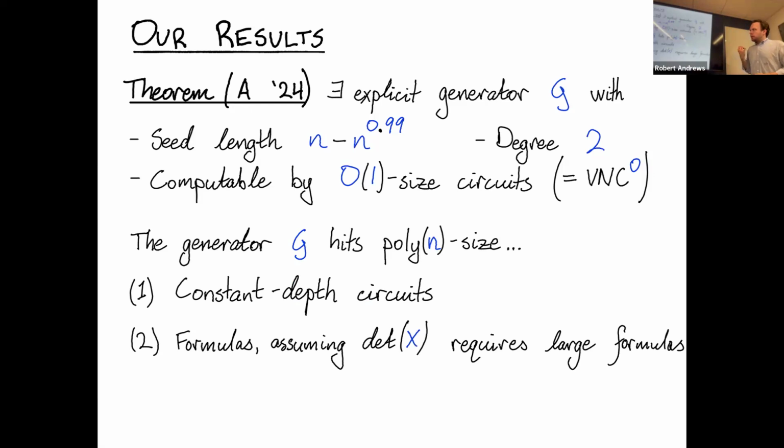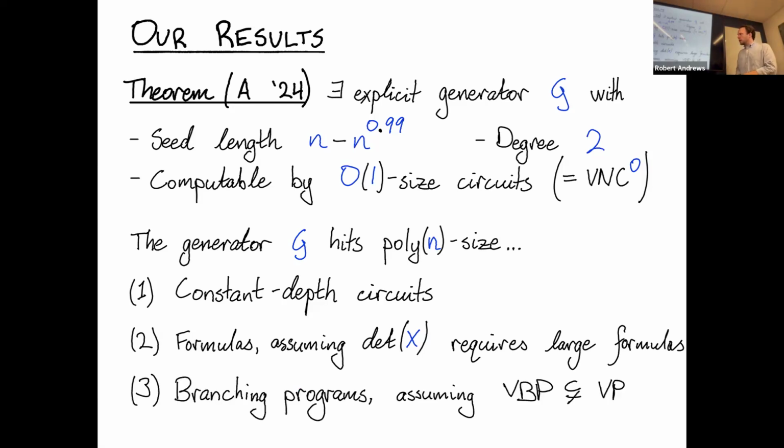You can also make this generator hit polynomial size formulas, but you need a hardness assumption. The hardness assumption here is that the determinant should require formulas of super polynomial size. Now I want to mention this is a pretty strong hardness assumption because we know the determinant can be computed by formulas of size n to the log n, quasi-polynomial size. So this is a very tight lower bound assumption: you can get the determinant in quasi-polynomial size as a formula, but not in polynomial size. It's a believable assumption, but it seems like it would be hard to prove. Anyway, so we can hit formulas.